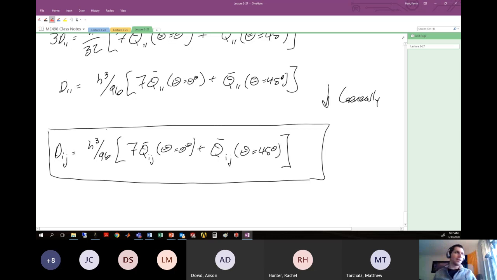But what's also interesting to note is that we have coefficients in front of the contributions from the various layers. Look at these two here. The contributions from the 0 layers have a coefficient of 7. The contribution from the 45 layers has a coefficient of 1. That means that the contribution to the D matrix from the outer layers, which are these 0 layers, is 7 times more important than the contribution from the inner layers, which are these 45 degree layers.